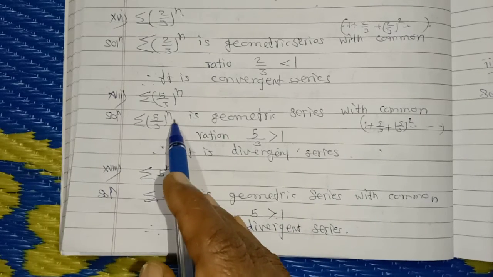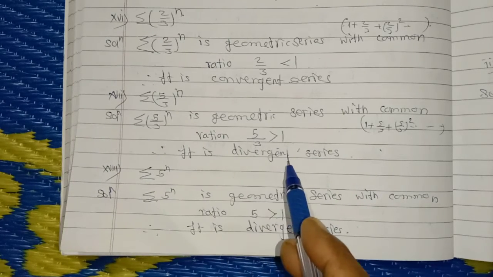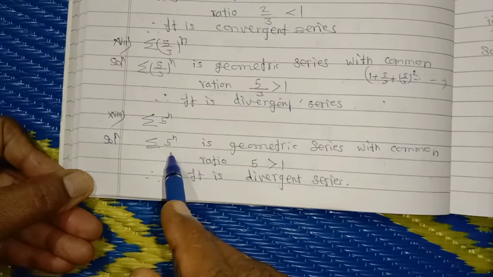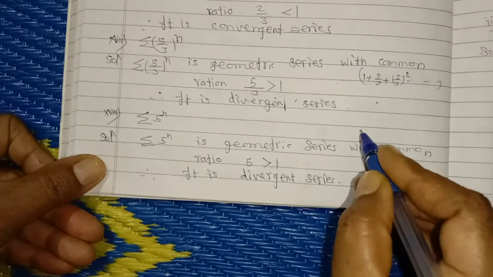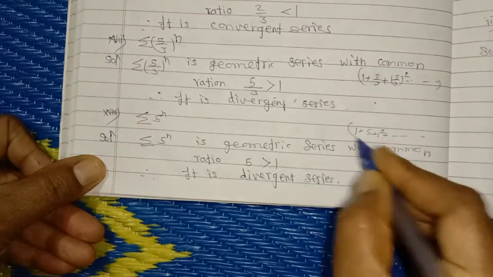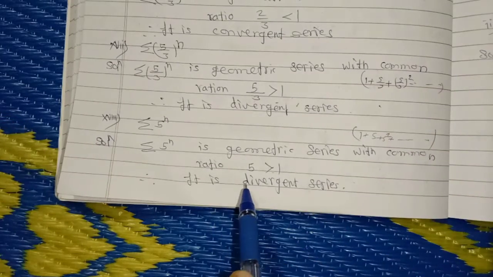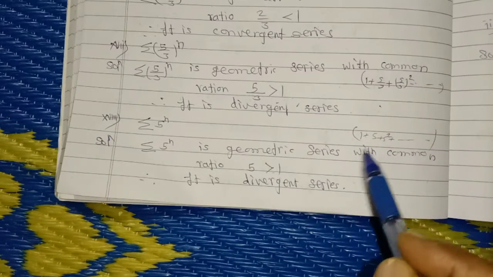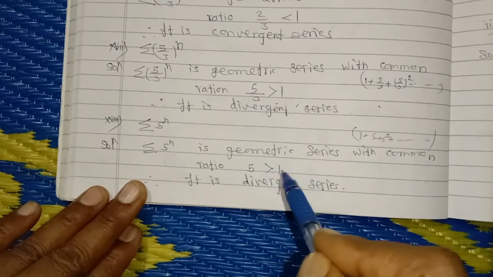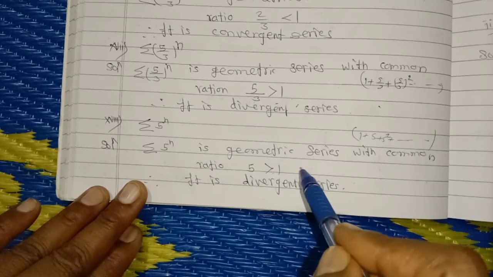Next example is summation of 5 raised to n. This is also geometric series since it is of the type 1 plus 5 plus 5 square plus dash dash dash. Here common ratio is 5, which is greater than 1. Hence if this common ratio is greater than 1, geometric series is divergent. Hence given series summation 5 raised to n is divergent series.